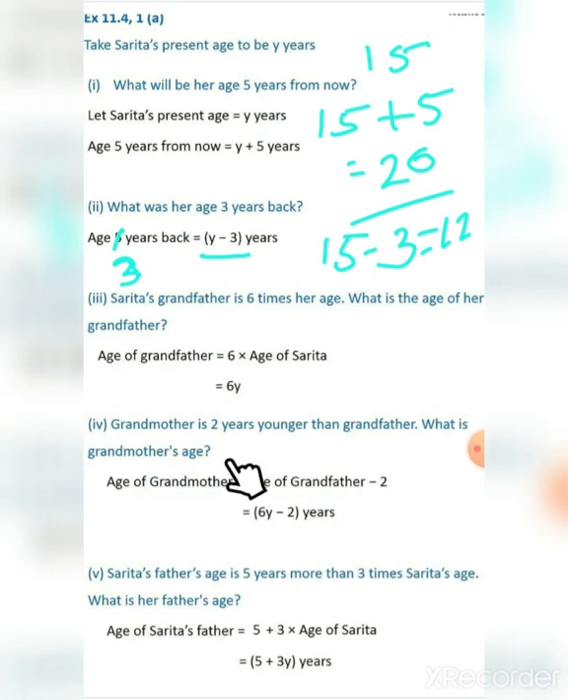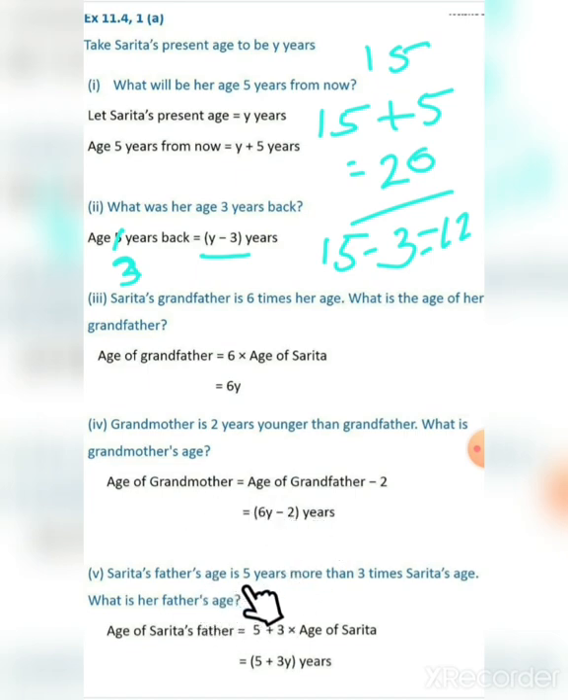Similar are the questions 4 and 5. You can see the age of grandfather minus 2, because grandmother is 2 years younger. Younger means smaller, so you have to subtract 2, and 6y minus 2 will be the age of grandmother.